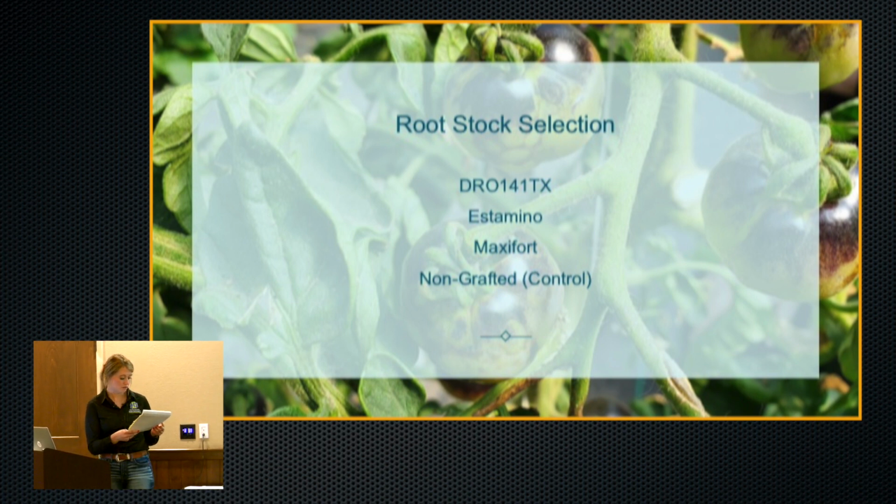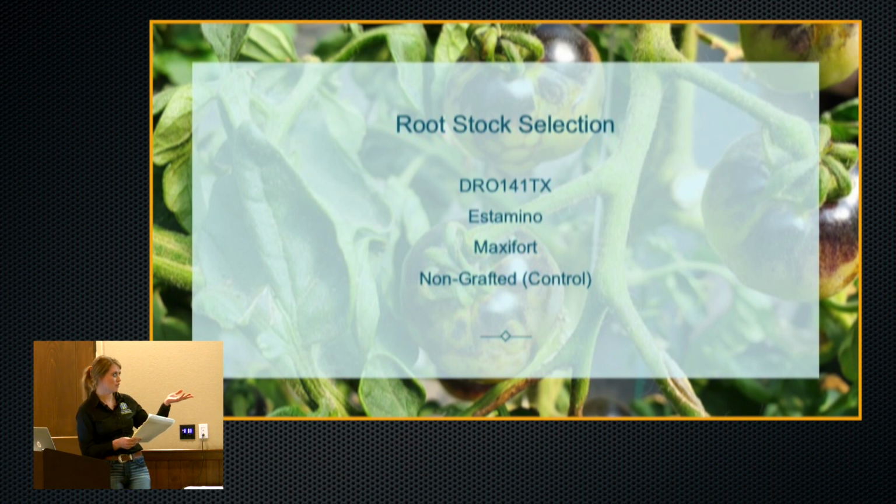The DRO141TX puts a higher proportion of energy into the fruit than other vegetative rootstocks without compromising on vigor. And it has shown to carry a crop through high temperatures and long seasons just as well as the Maxifort. And then the Estamino is a strong generative rootstock that puts a high proportion of energy into fruit, and it's especially useful for tomatoes in cultivation for less than 6 months in unheated hoop houses or with small fruited varieties. And then the Maxifort is the vigorous vegetative rootstock for large fruits and for longer season cropping.